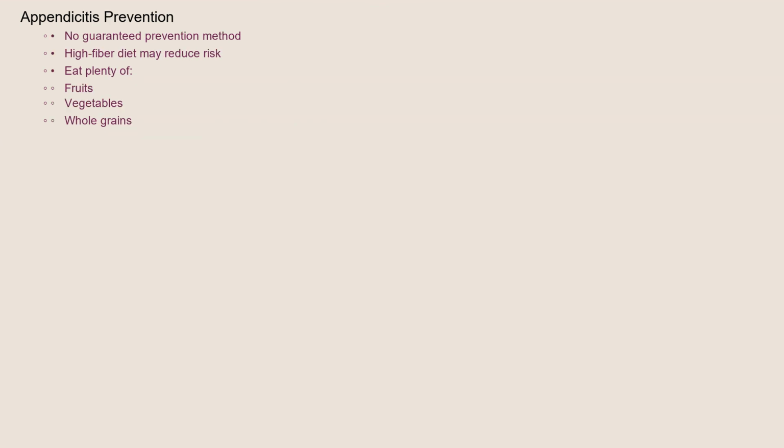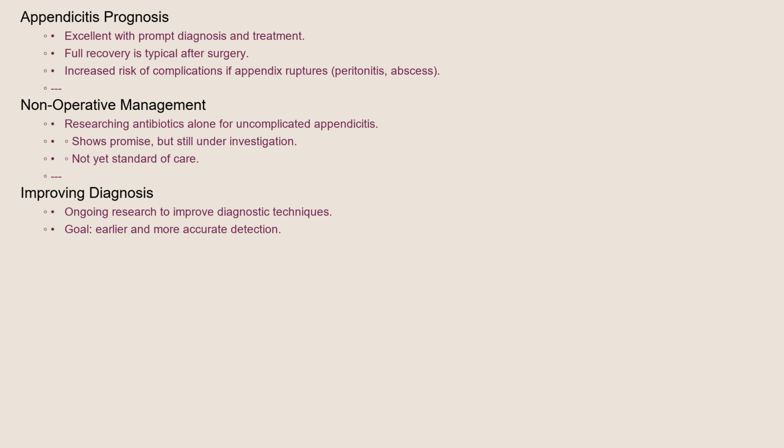Unfortunately, there is no guaranteed way to completely prevent appendicitis. However, some studies suggest that a diet high in fiber may help reduce the risk. Eating plenty of fruits, vegetables, and whole grains can promote healthy bowel movements and potentially reduce the likelihood of fecalates forming in the appendix. The prognosis for appendicitis is generally excellent, especially when it is diagnosed and treated promptly.